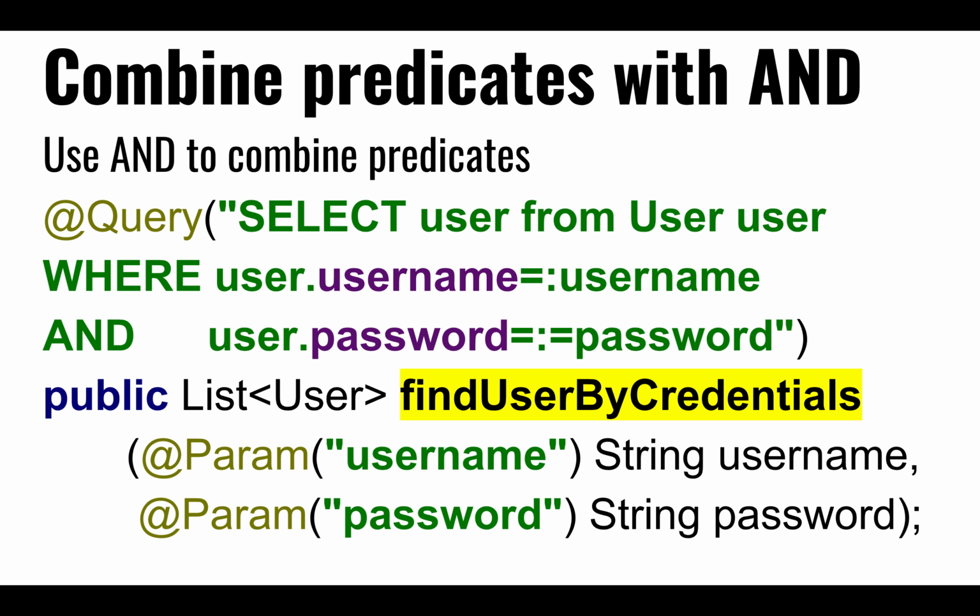Here's another one. I want to retrieve user by credentials, maybe for login, when you're logging in. Retrieve for me a user by credentials. I'm going to pass you a username and password. Retrieve for me the user whose username and password match. Okay, and this is returning as a list. It doesn't have to be a list. It could be a single user, right, to see if the user exists.